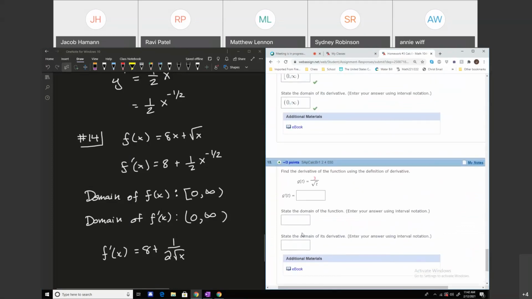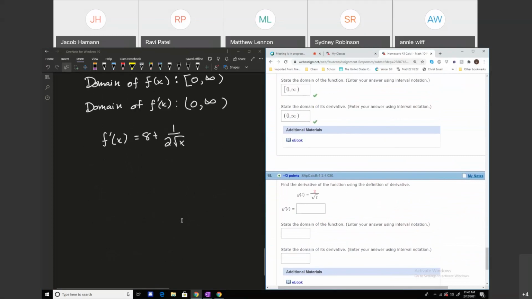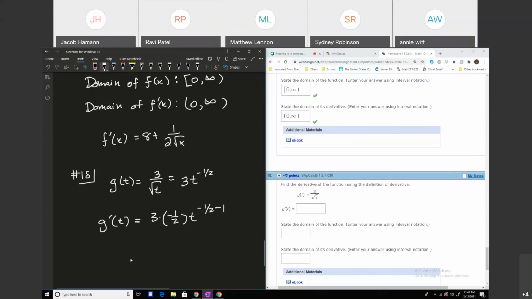And it looks like 14 is the last one. So very similar type of problem here. We have g of t is 3 over the square root of t, but we want to think about that as 3 times t to the negative 1/2 power. So when we take the derivative g prime of t, this is going to be 3 times minus 1/2 times t to the minus 1/2 minus 1.